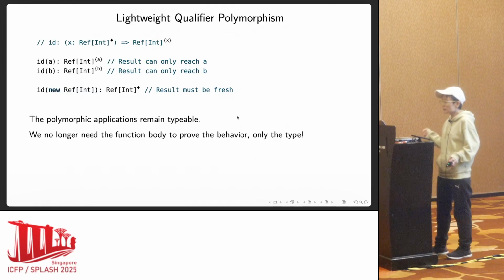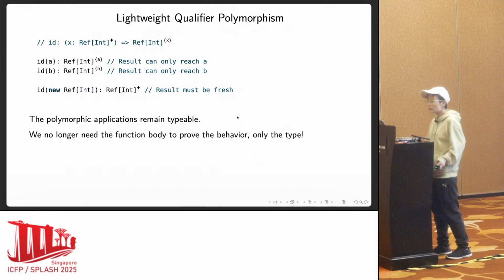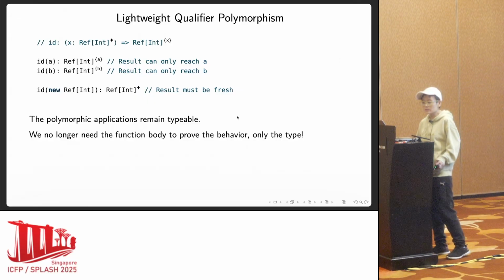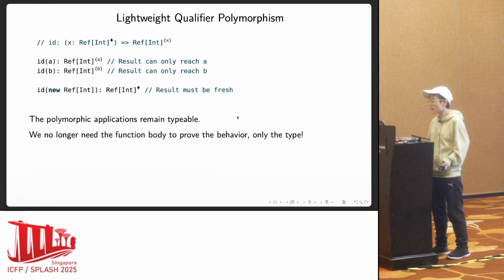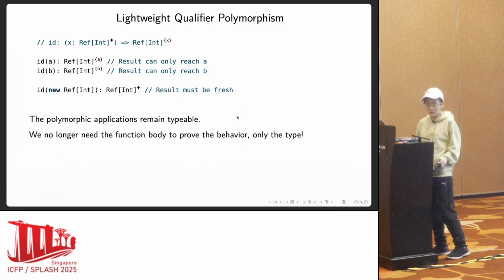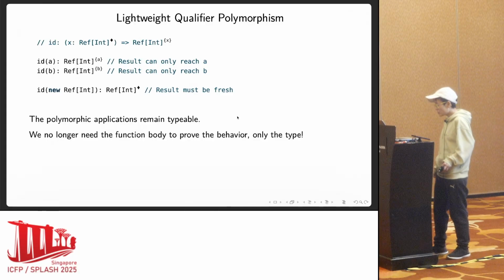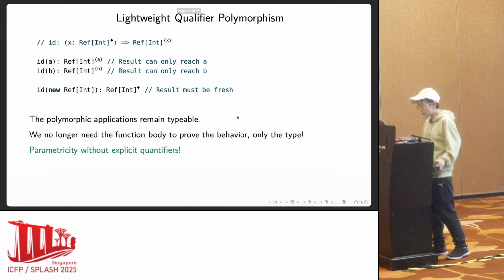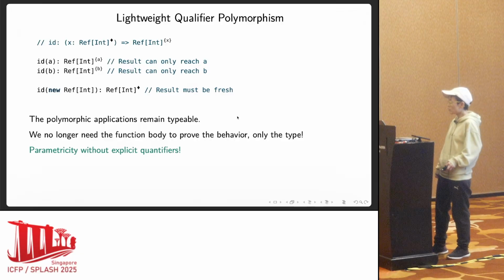Now let's look at this identity function again. Now we don't even have to look at the term, we just look at the type, and we know what it is. Basically, the type tells us you pass something in, then I will pass something out. So it gives us precise reachability information. So then we can achieve some parametricity without explicit quantifiers.